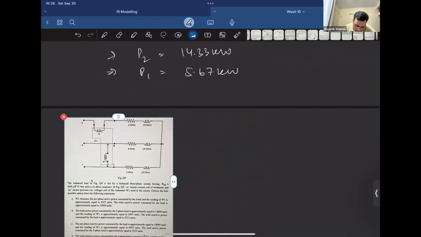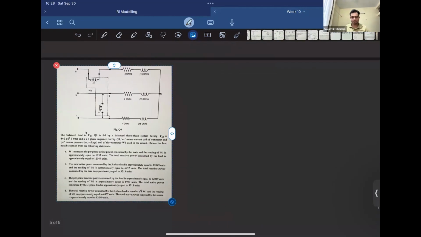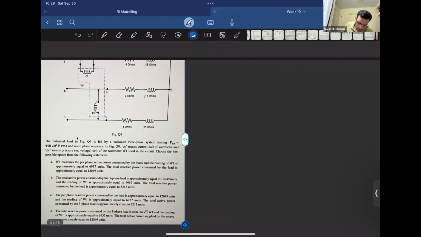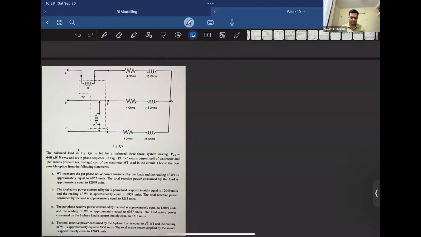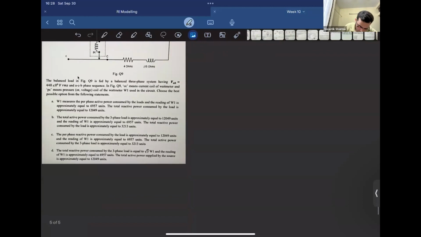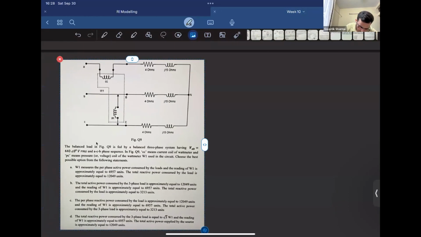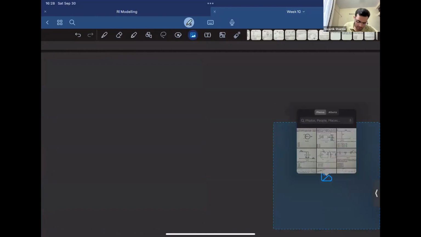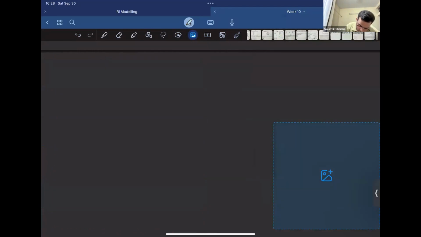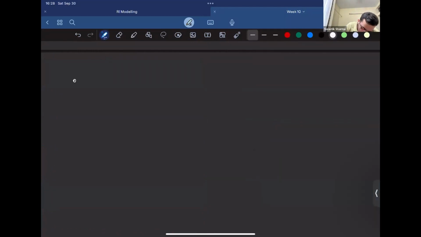This is a good question. This is based on 1 wattmeter connection. So, let's first look at how 1 wattmeter connection is supposed to be, right? Let's take the same.